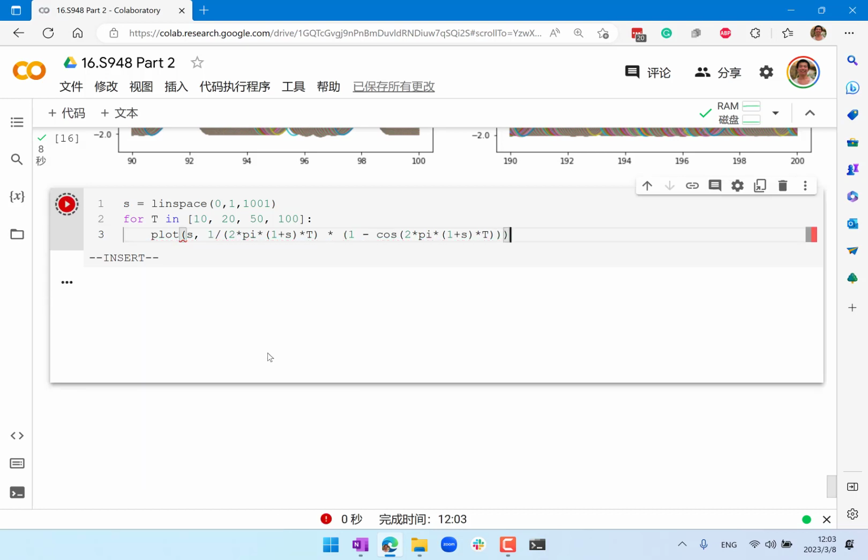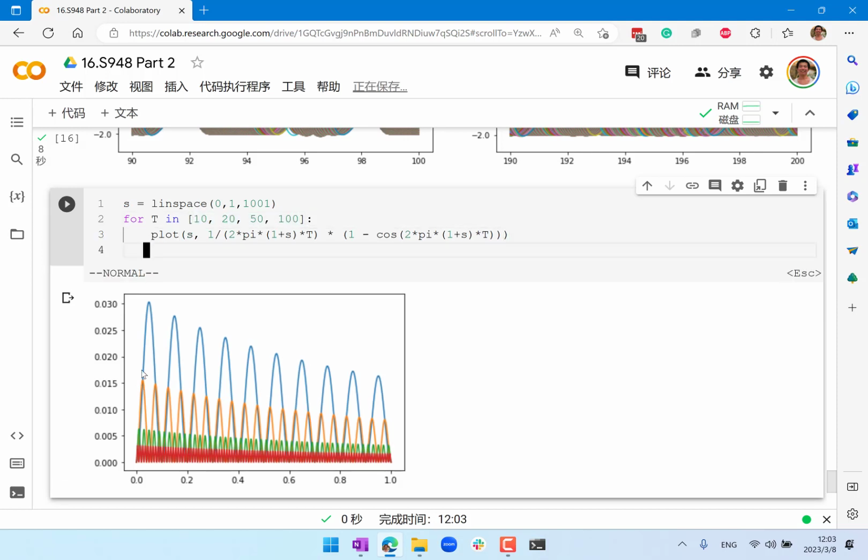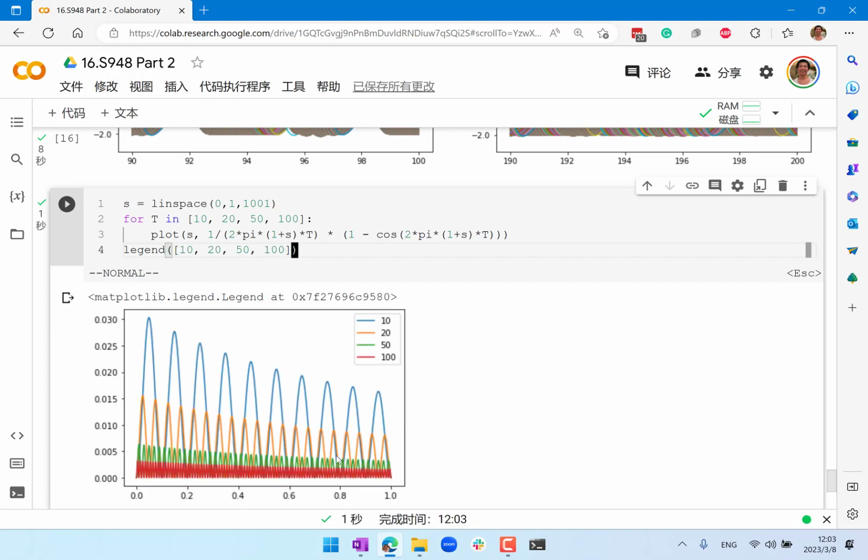I think I need one more parenthesis. Okay, so blue is t equal to 10, right? As we can see, and the orange is t equal to 20. Let me just add the legend. Okay, as we can see, as t increases from 10 to 20, 50, 100, the absolute magnitude of this function, which is our j bar averaged over finite time, actually decreases linearly with respect to this big T, right? But so does the frequency of oscillation increase.